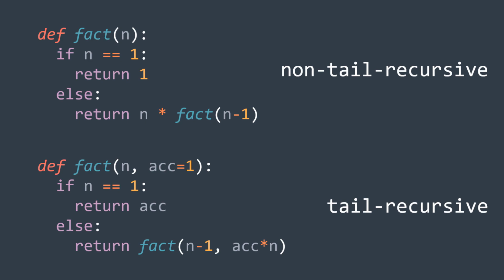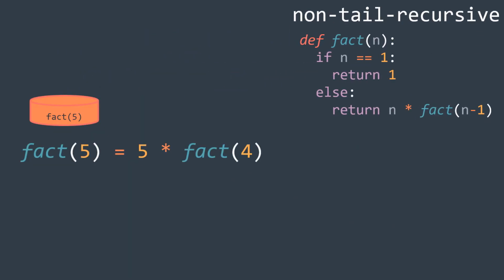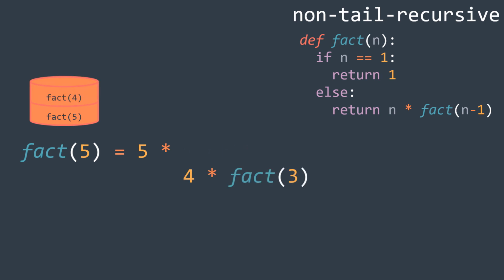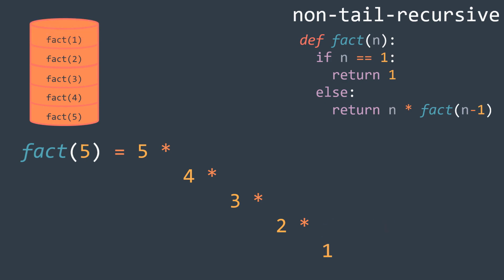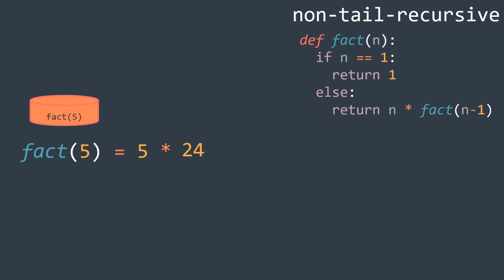With a non-tail recursive function, we would have fact5 is equal to 5 times fact4, and fact4 is 4 times fact3, and fact3 is 3 times fact2, and fact2 is 2 times fact1, and fact1 is 1, the base case, and now we keep backtracking while returning the product. 2 times 1 returns 2, then 3 times 2 returns 6, then 4 times 6 returns 24, then 5 times 24 returns 120, and we got 5 factorial.